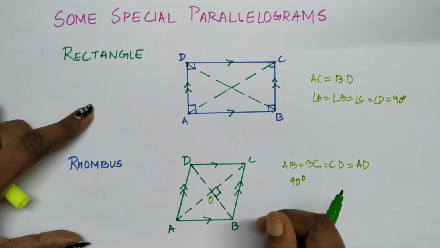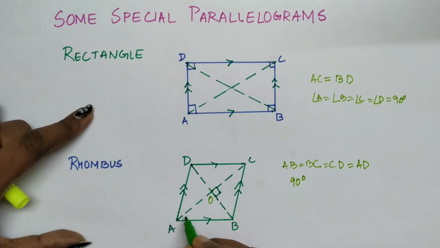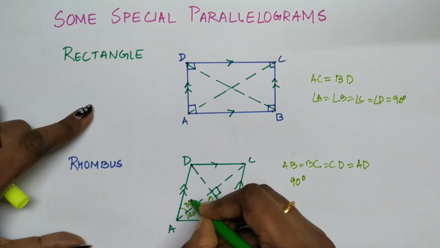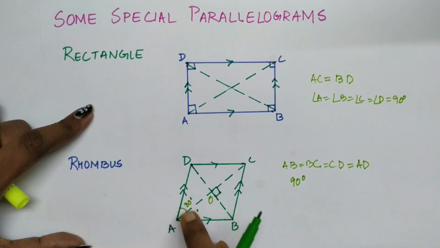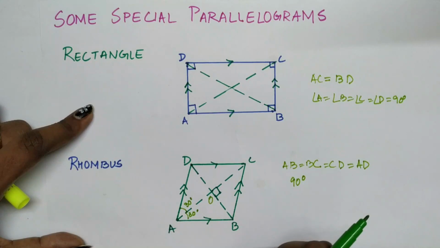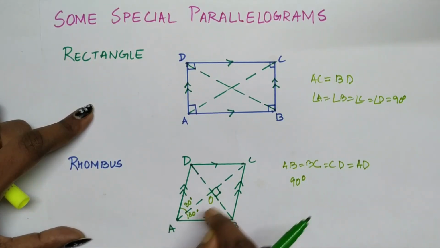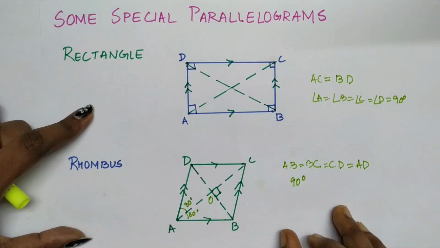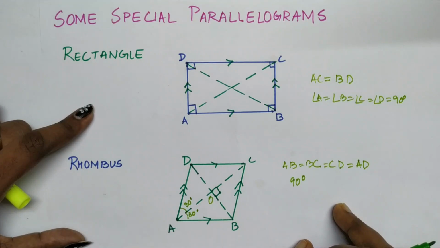And also the diagonals bisect the angles. Bisect the angle means if this is 30 degree, then the other side is also 30 degree. So it's bisecting the angle, meaning dividing the angle into two equal parts. So if I say to you that BAO is 30, then OAD is also 30 degree. These are the properties of a rhombus.